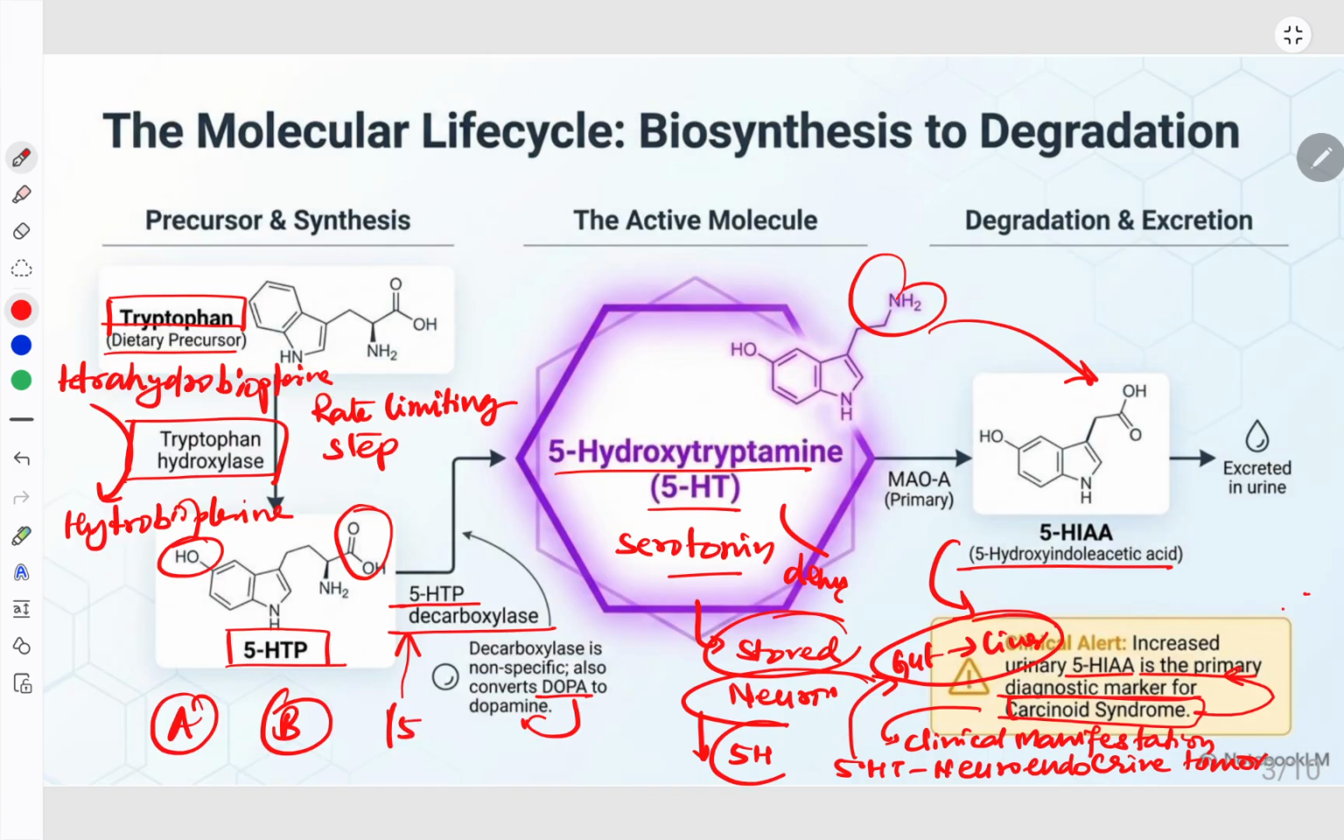This enzyme, 5-HTP decarboxylase, is also known as aromatic amino acid decarboxylase. That means this enzyme is involved in the decarboxylation of all aromatic amino acids.